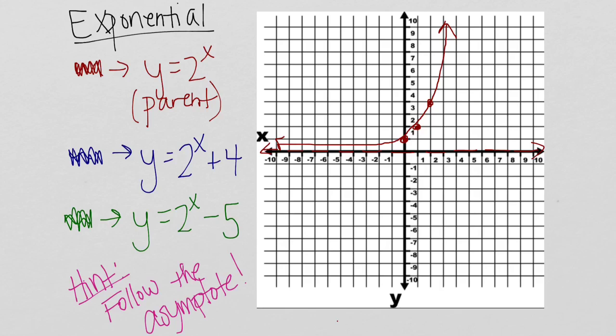I think later on in the video I've got 5 to the x, 7 to the x, so it's any base to the x power as a parent. But what we're about to do is, on the first one, we're going to add 4 to that. Well, think about what we just said. That shifts everything up 4.